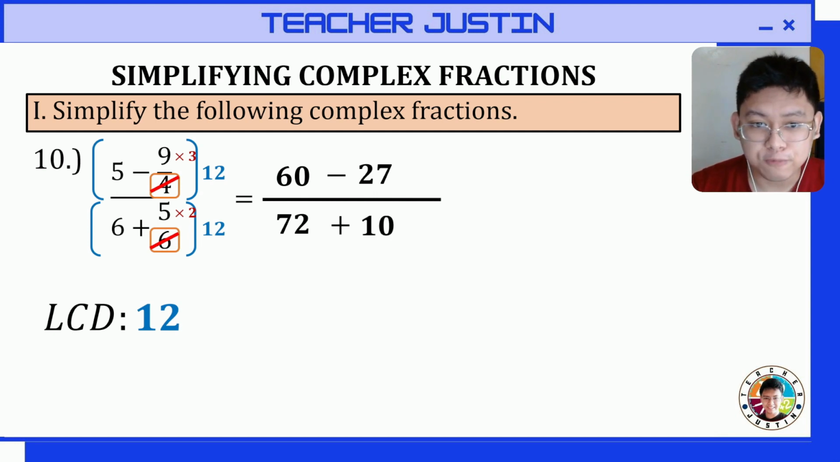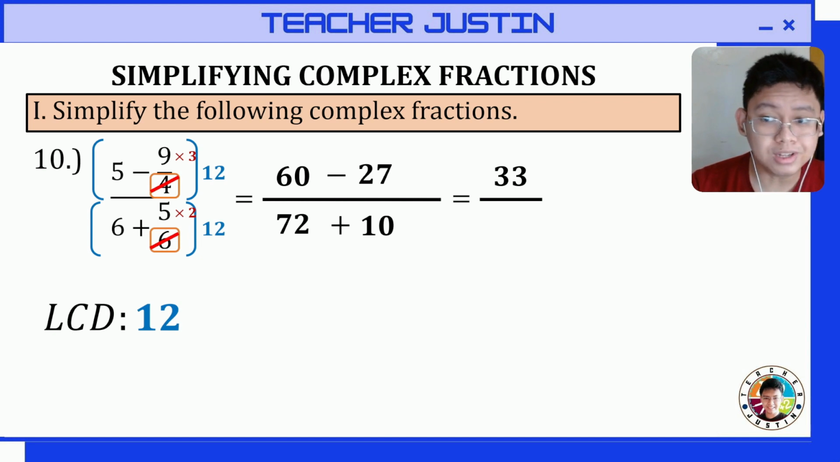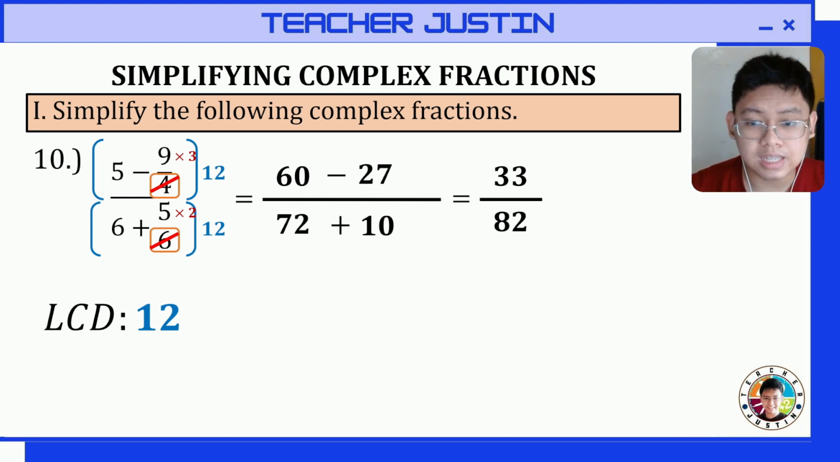Now, let's perform the indicated operation sa ating numerator at sa ating denominator. So, let's start with the numerator. 60 minus 27 is 33. 72 plus 10 will now be 82. So, ang numerator natin is 33. Ang denominator natin is 82. Let's see if we can still simplify them. And since we cannot simplify 33 over 82 anymore, this will be our final answer. 33 over 82. And that's it. Ta-da! Alright. And that is it.